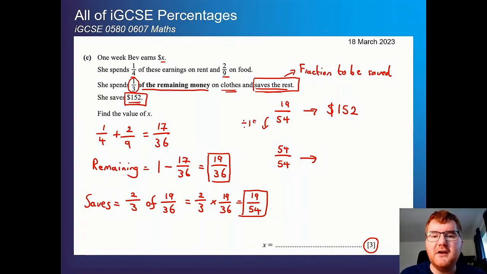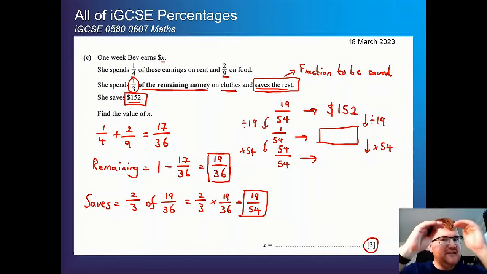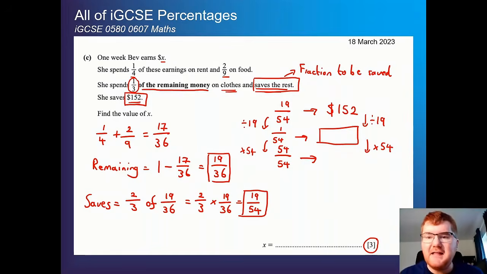If we divide by 19 on both sides, this is the so-called unitary method, we can then work out, well, this cancels, we get 1 out of 54, and that will give us a certain amount. And then what do we do to 1 out of 54 to get 54 out of 54? Well, we multiply by 54, making sure we do the same process on both sides. So this is now where the calculator comes in. We've set this up in this 3-stage process, and now we can just work out the answer.